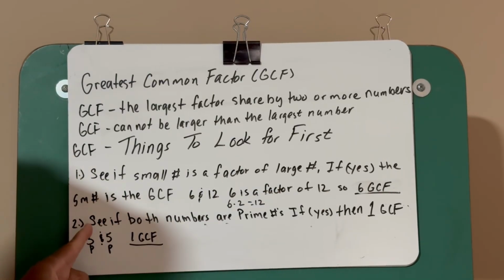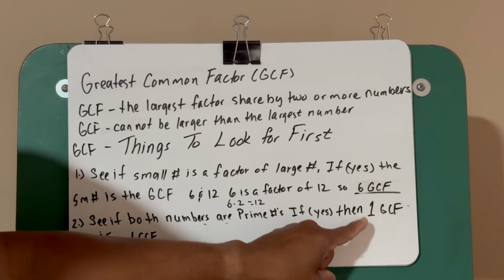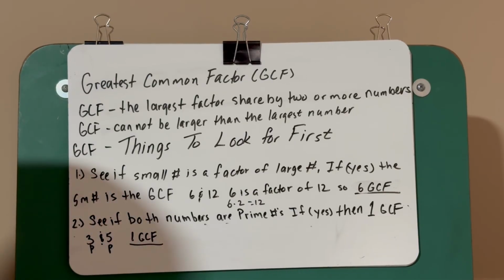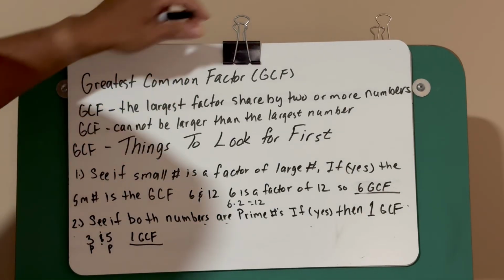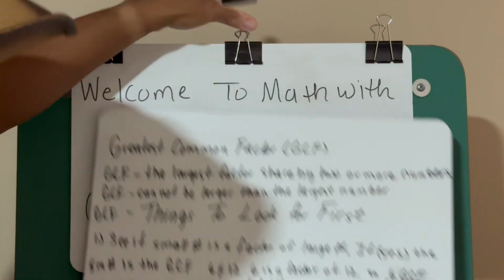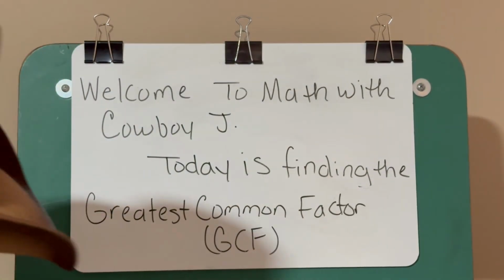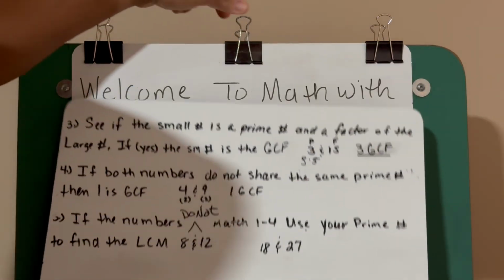Two, see if both numbers are prime numbers. If yes, then 1 is the greatest common factor. So you've got two prime numbers. The only number that they're going to share is 1. We good on the first two? Any questions? Cool. Short, sweet, and to the point.